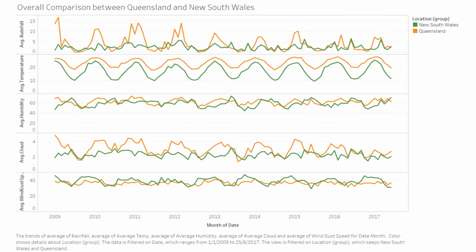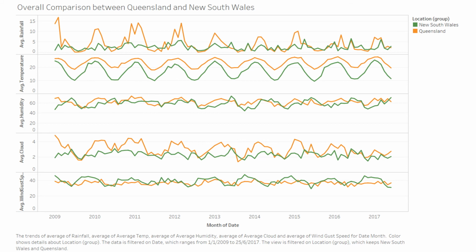Since New South Wales is next to Queensland, which in our opinion could be vulnerable to flood disaster, we made a comparison between Queensland and New South Wales from 2009 to 2017 as shown in the chart here. Based on our observation, the average wind gust speed in New South Wales is slightly higher than Queensland. Cloud intensity in Queensland is rather denser than in New South Wales.